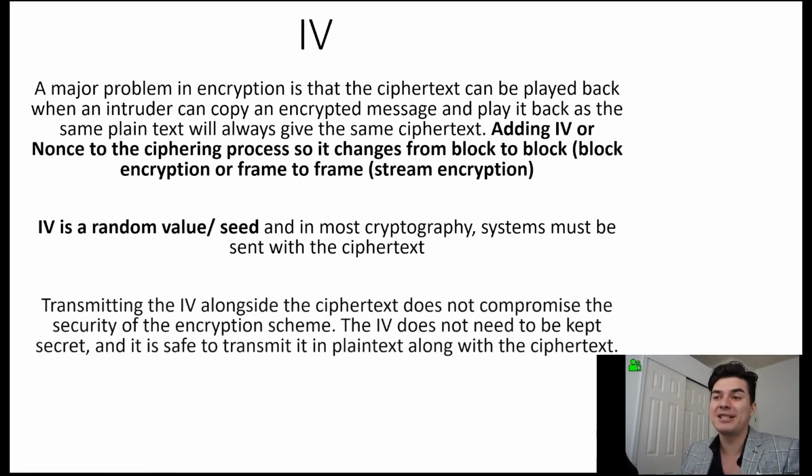Today we're going to look at the initialization vector and the benefits it has with the ciphertext. So one of the major issues is a playback attack where you're copying an encrypted message and then playing it back, and the same plain text message is given every single time. So adding the initialization vector or nonce value changes the output from block to block or frame to frame. That way, if the input is the same, it's always going to have a different output because of this initialization vector or the nonce value.